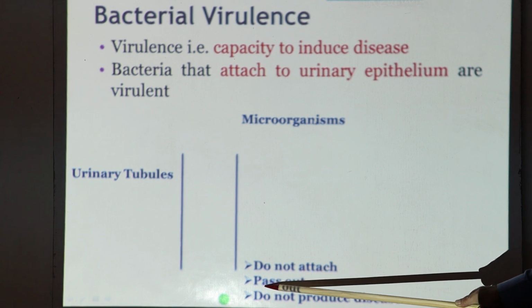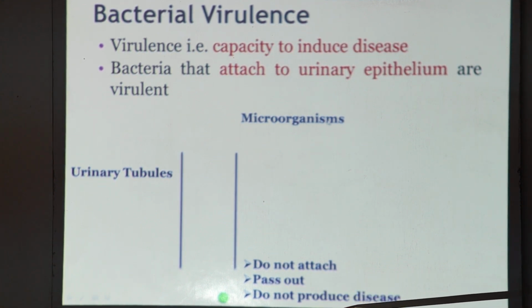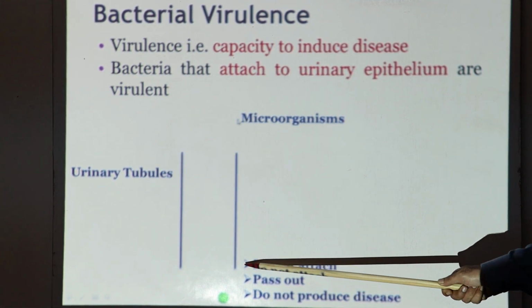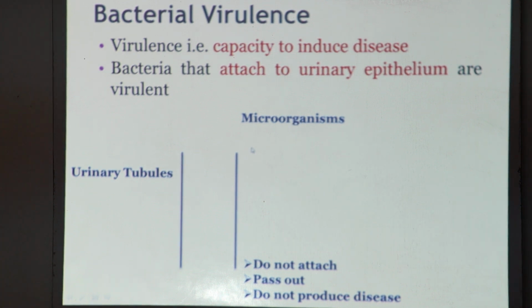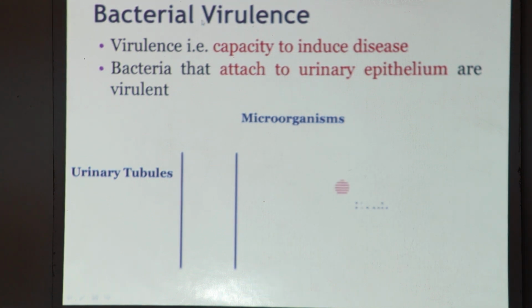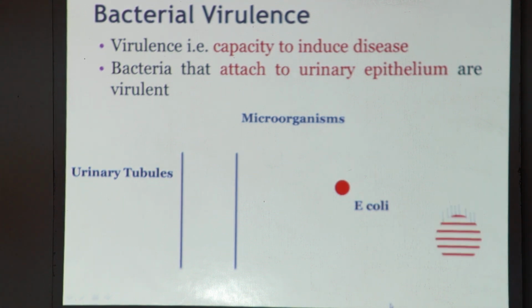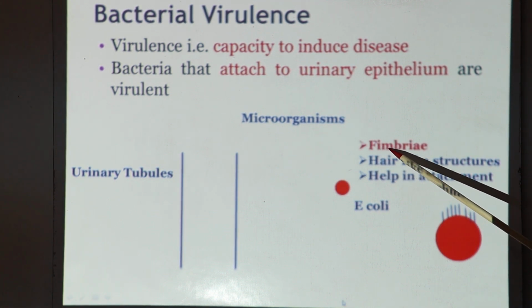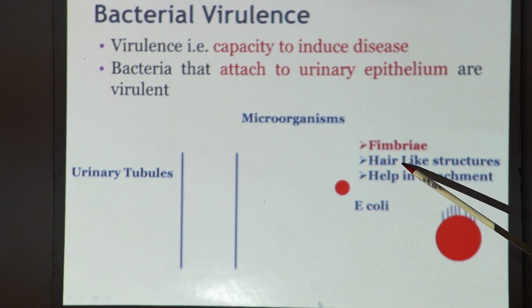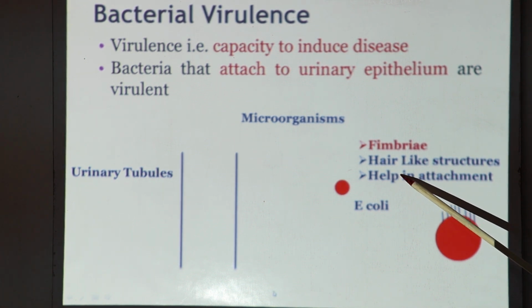So this microorganism passes out and hence it is not able to produce the disease because it is not able to attach. But if I talk about the E. coli, now E. coli has a number of these hair-like structures. These are called fimbriae, hair-like appendages, which help in the attachment.